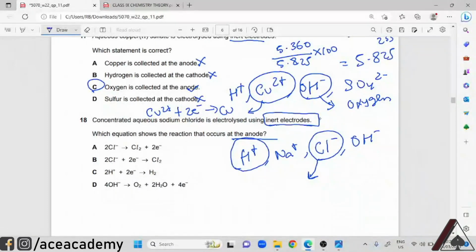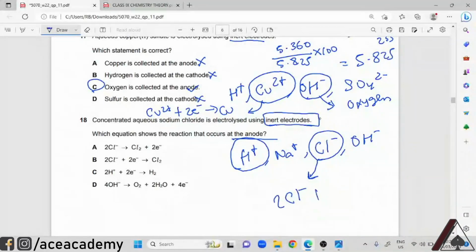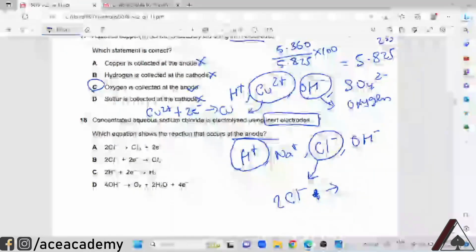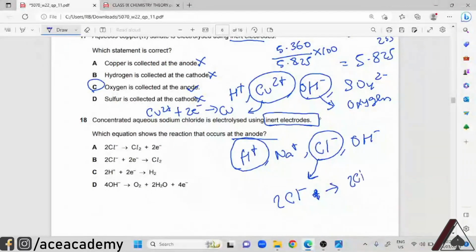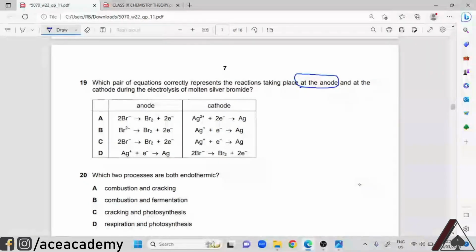So the equation that shows the reaction that occurs at the anode will be something like this: Cl minus, which is represented by the equation in option A. So the correct answer is option A. Which pair of equations correctly represents the reactions taking place at the anode and at the cathode during the electrolysis of molten silver bromide?